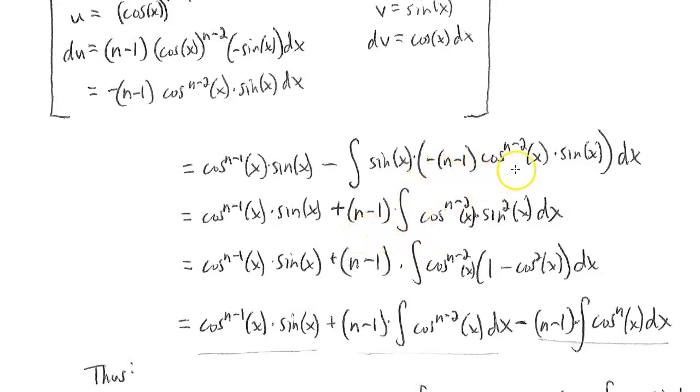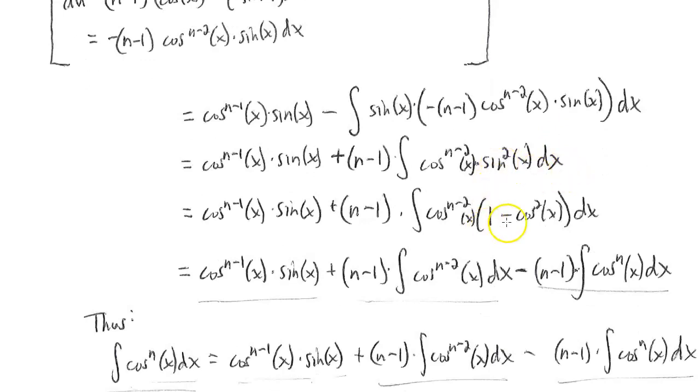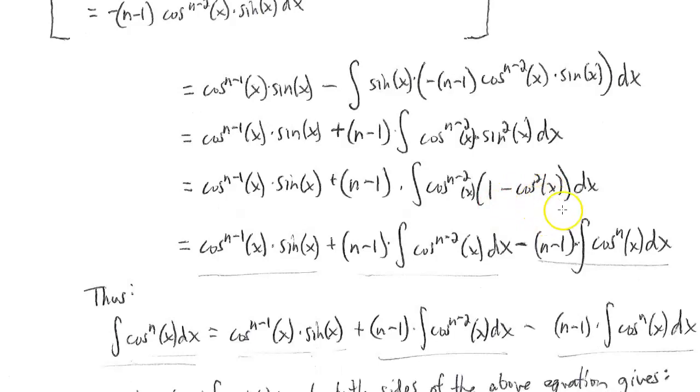So what we're left with on the inside here in the integrand would be cosine to the n minus 2, but then times sine squared. Well, sine squared is the same thing as 1 minus cosine squared. So we can write it like this. And finally, we can rewrite this as cosine to the n minus 2 times 1, which is just cosine to the n minus 2.